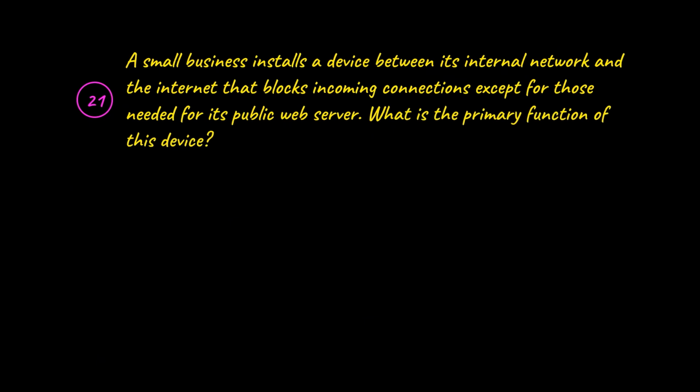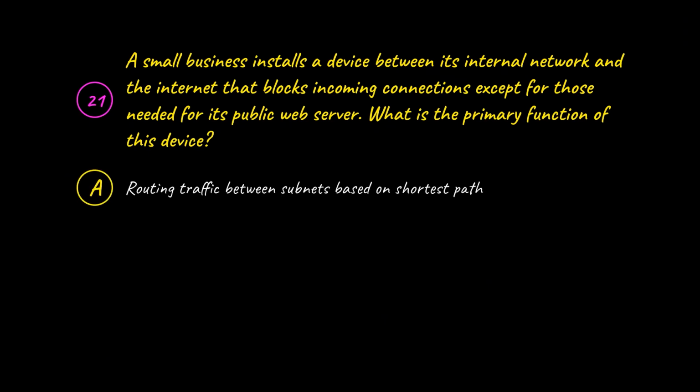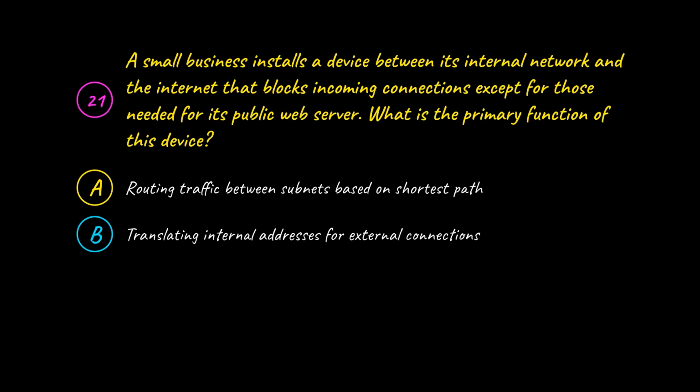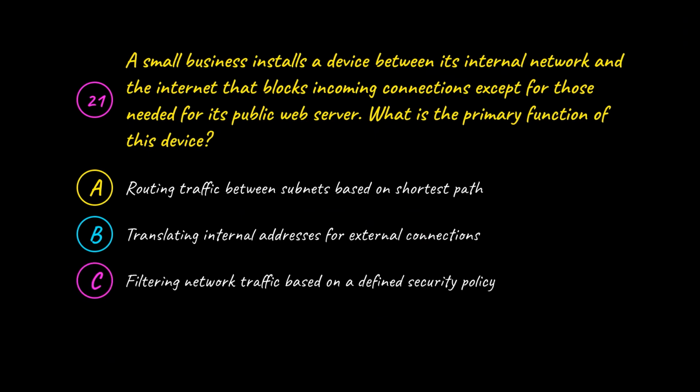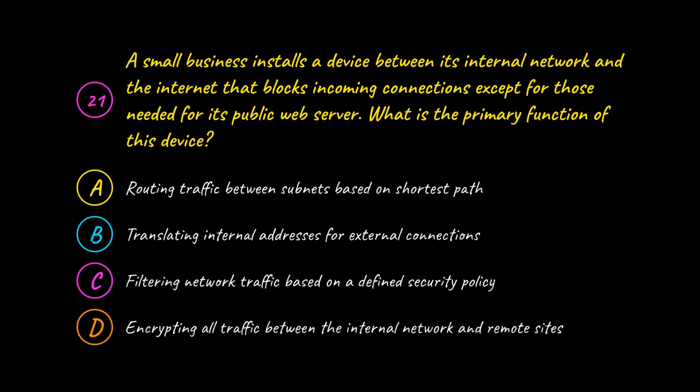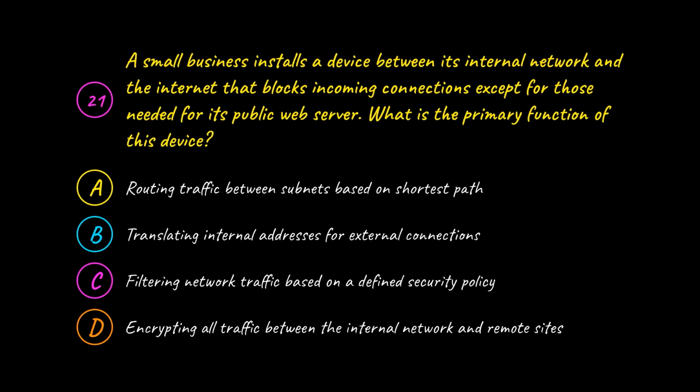Your options are: A. Routing traffic between subnets based on shortest path. B. Translating internal addresses for external connections. C. Filtering network traffic based on a defined security policy. D. Encrypting all traffic between the internal network and remote sites. Pick one. Trust your gut. Here's your chance to test yourself.